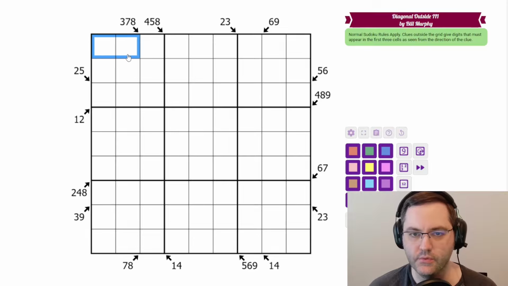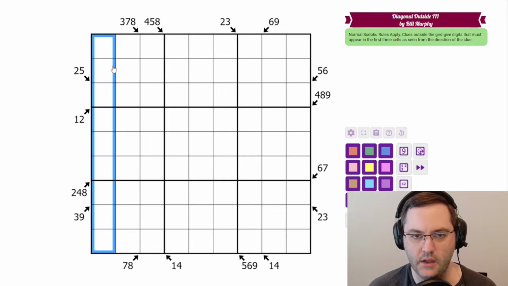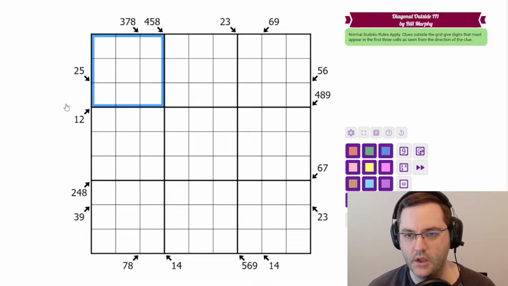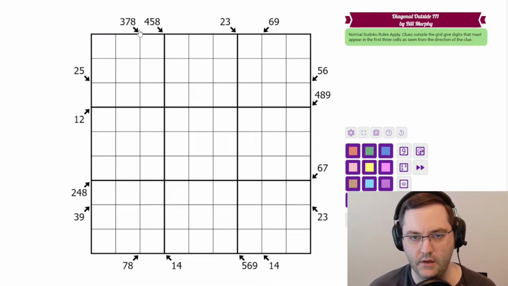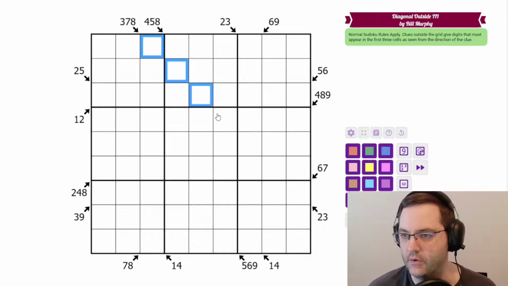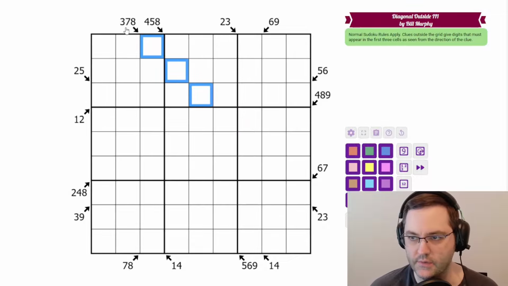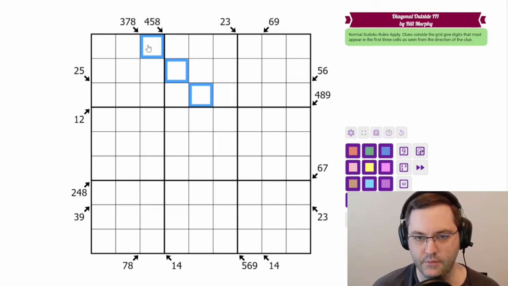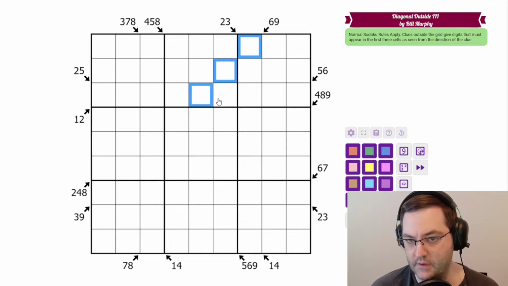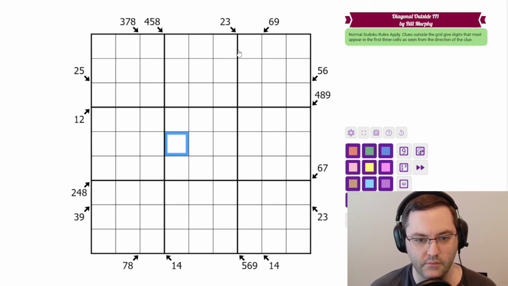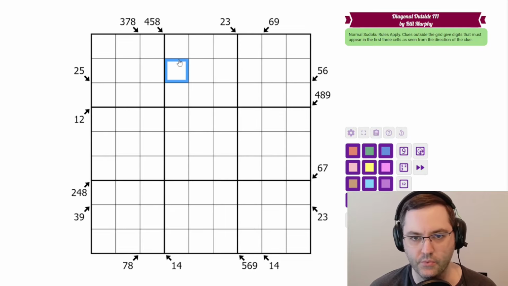We have normal Sudoku rules, 1 to 9 in each row, column, and 3 by 3 box. Additionally, we have some clues outside the grid and arrows with them. The arrows are pointing along a diagonal in the grid, and the clues are digits that must appear in the first 3 cells. So this 3, 7, 8 is telling us that 3, 7, and 8 must appear in these 3 cells. The 6, 9 is telling us that 6 and 9 must appear in these 3 cells, along with some other digit, which could be another 6 or 9. That is not ruled out in any way. So those are the rules.